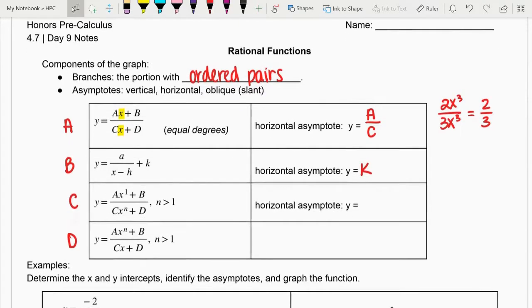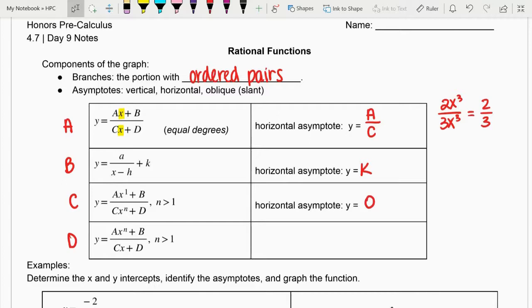All right, example C. We have y equals ax to the first plus b over cx to the nth power plus d, and that is where n is greater than 1. Because if it was 1, then we'd be back to example A, so we just have to specify that that needs to be greater than 1. So if we have the larger exponent on the bottom, then our horizontal asymptote is going to be equal to y equals 0.